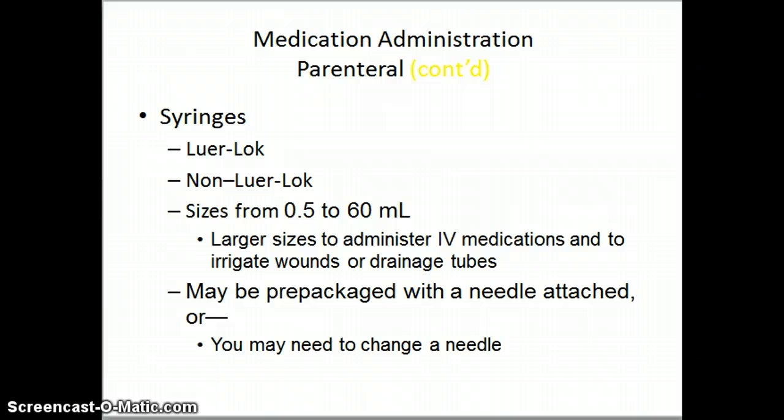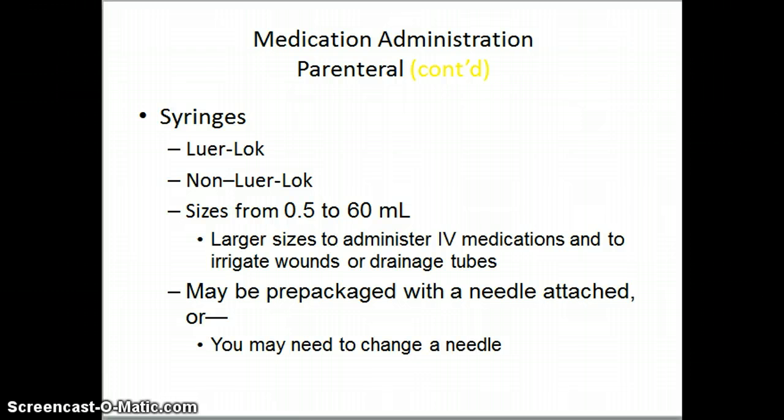With medication administration, our syringes usually are luer lock, which means we have to give it a half turn in order to hold it in place. Non-luer lock means you just kind of tighten it on there. Our sizes are usually 0.5 to 3 mils for our parenteral injections. The 60 milliliters would be used for irrigating wounds or other large volume things that we may need to do.